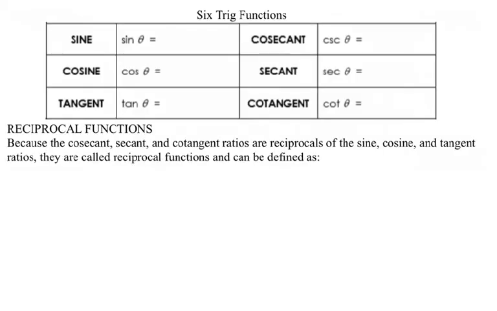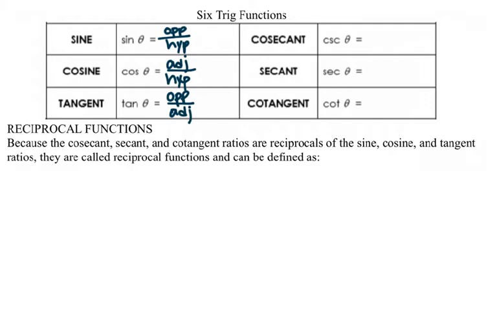Okay, so here's your 6 trig functions. The first 3 you should already know. Sine is opposite over hypotenuse. Cosine is adjacent over hypotenuse. And tangent is opposite over adjacent. And that's when we use some old hippie called another hippie tripping on acid.